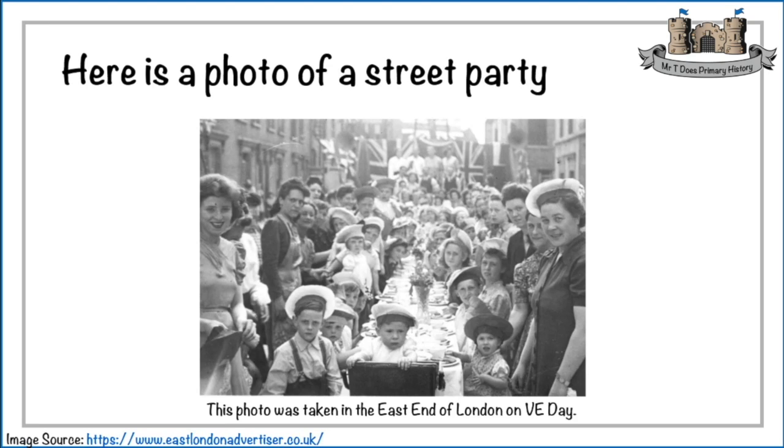So, here is the first source of evidence. It's a photograph. This photograph was taken in the East End of London on VE Day itself. So that's the 8th of May 1945. What I want you to do is pause the video here and just take a minute or so looking at it. What do you notice about it? What stands out in this photograph? Look at the front, look at the middle and the back, look at the sides as well. Pause the video here and have a look. Then I'm going to show you some of the things that jumped out to me and we'll have a bit of a discussion about them.